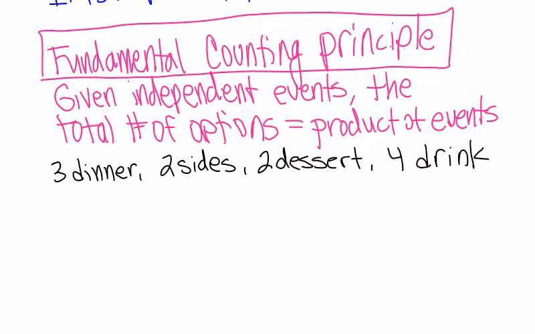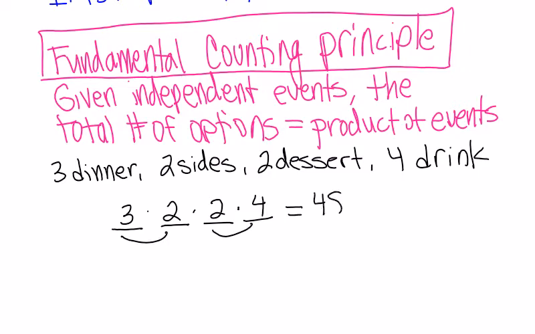How many different options would you have if you were to choose 1 dinner option, 1 side, 1 dessert, and 1 drink? Now, instead of listing out all the options, what we're going to do is we're going to say, well, what are the choices? For dinner, we have 3 choices. For a side dish, we have 2 choices. For a dessert, we have 2 choices. And then for the drink, we have 4 choices. So then we are going to multiply that whole thing out, and that's going to get us 6 times 8, which is 48 options.